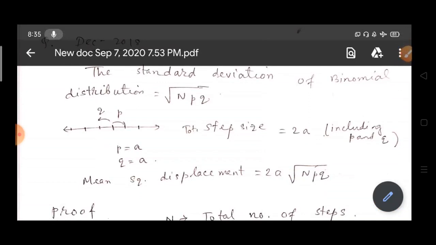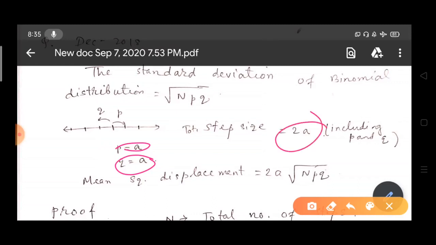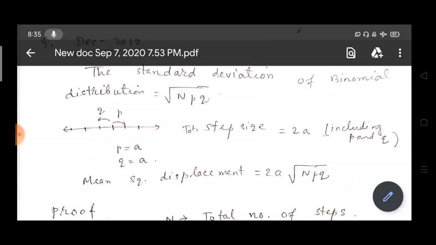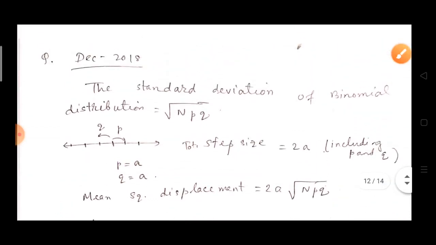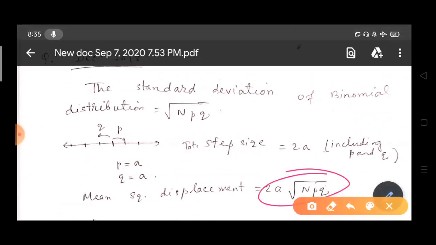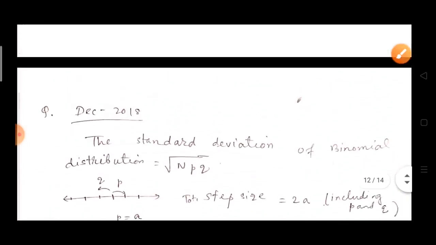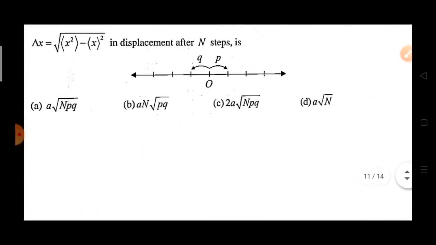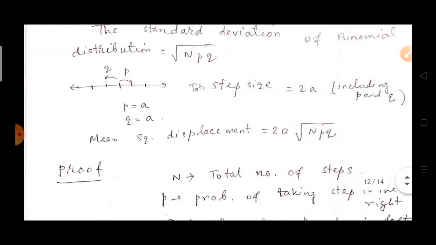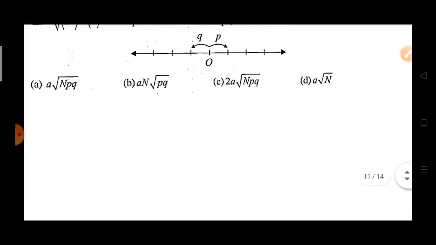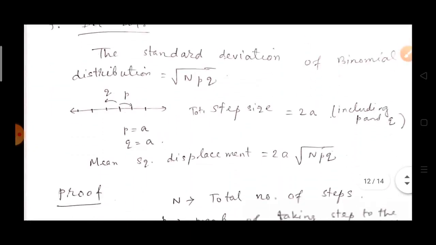And here the total step size, that is the one along the left and another along the right, it also includes a plus a, that is 2a, which you have to include for the left and right movement. So the mean displacement is 2a into root over npq. This is a formula that you can remember for this kind of question, and you can easily choose the option, that is 2a root over npq is the option here.